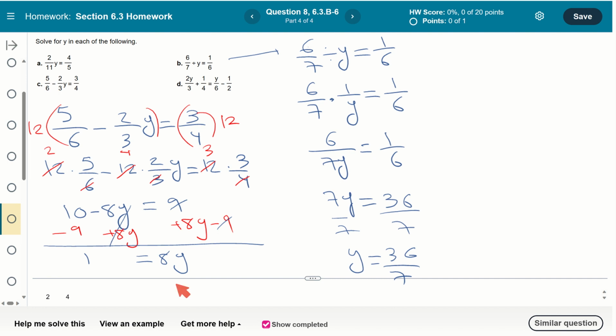So now we end up with 1 = 8y, divide both sides by 8, and we get y equals 1/8. And that's how you would handle a problem like that, okay? So this last one you should be able to do after watching this, and that's it for these.